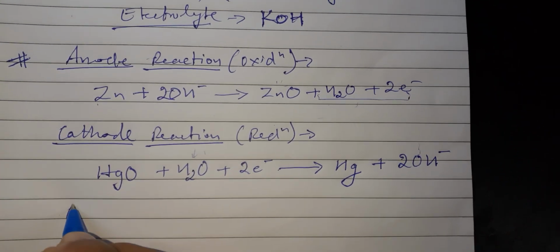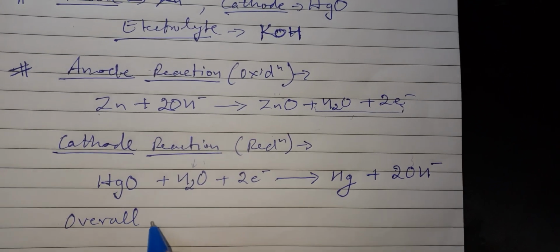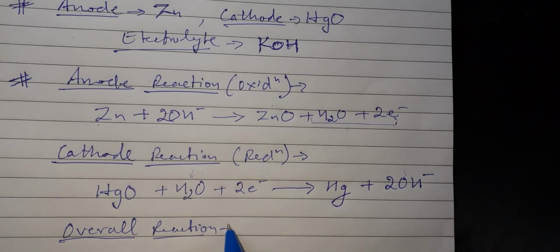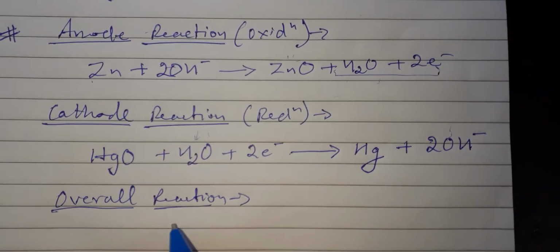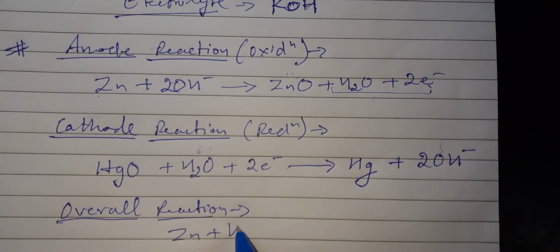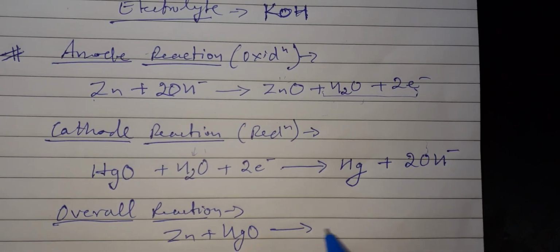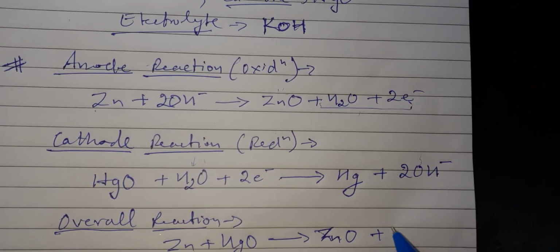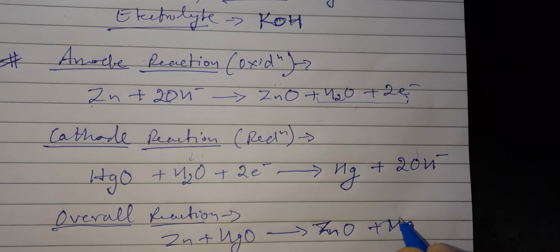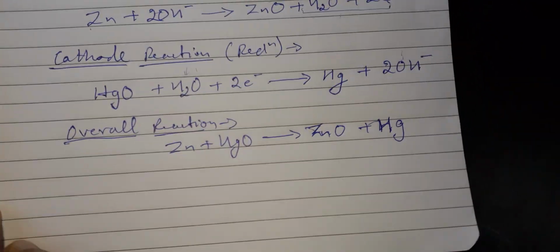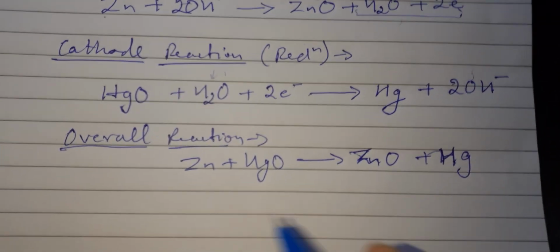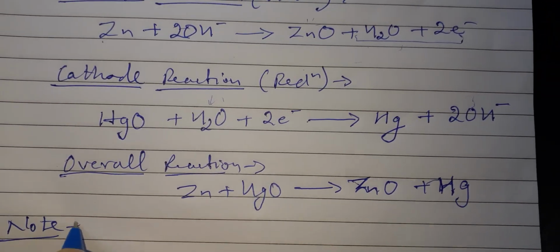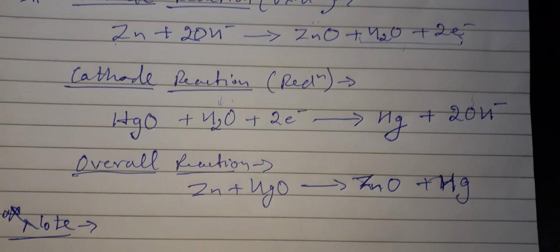Then comes its overall reaction. The overall reaction is simplest in the case of this cell, a redox reaction. The overall reaction is zinc plus mercuric oxide changes into zinc oxide plus mercury. This is the overall reaction of this cell. And there is one very important note, a special character of this cell. Always asked in the exam, write it with a star.